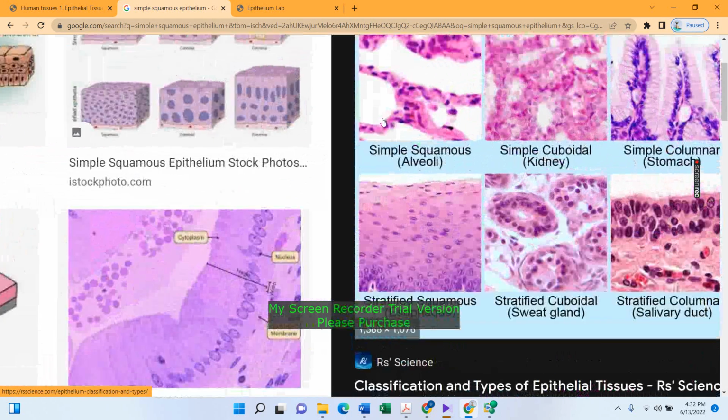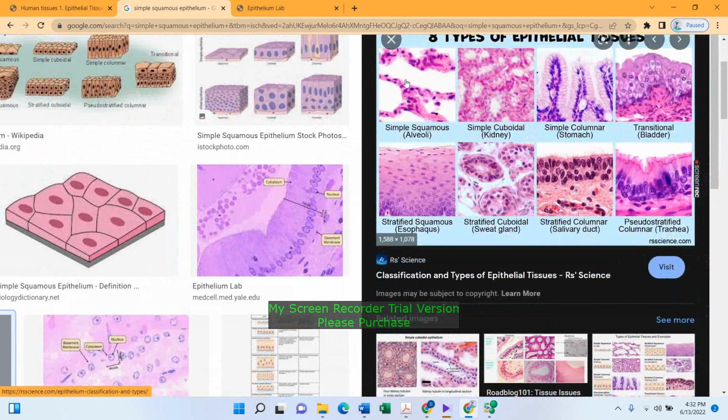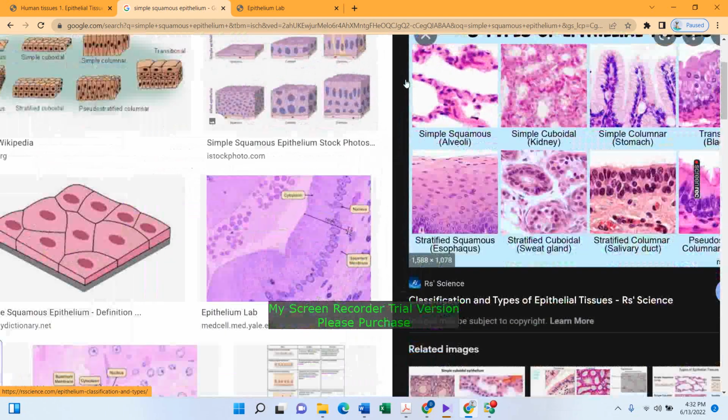Yeah, so you can see the cell itself is flattened and the nucleus is flattened. So that's what you have to figure out, right?